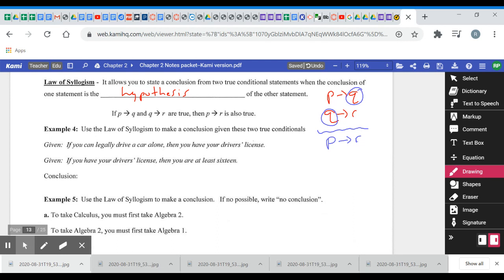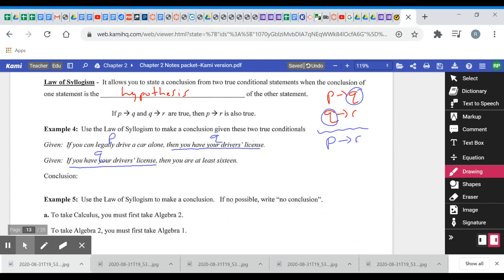So on example 4, use the law of syllogism to make conclusions based on the two true conditionals. What's given, if you can legally drive a car alone, P, then you have your driver's license, Q. If you have your driver's license, see how that is restating the last part of this sentence over here. So these are basically saying the same thing.